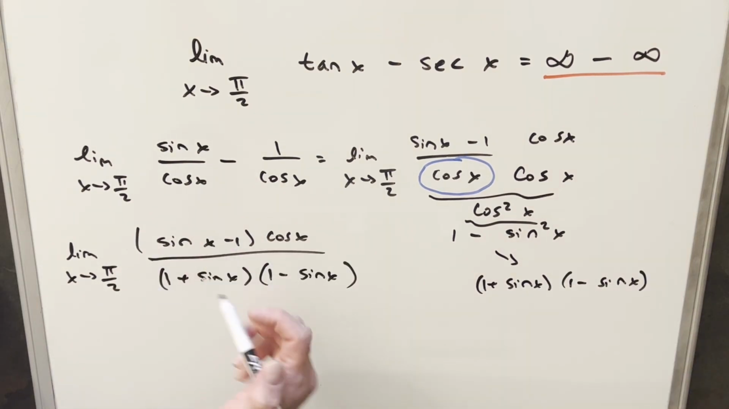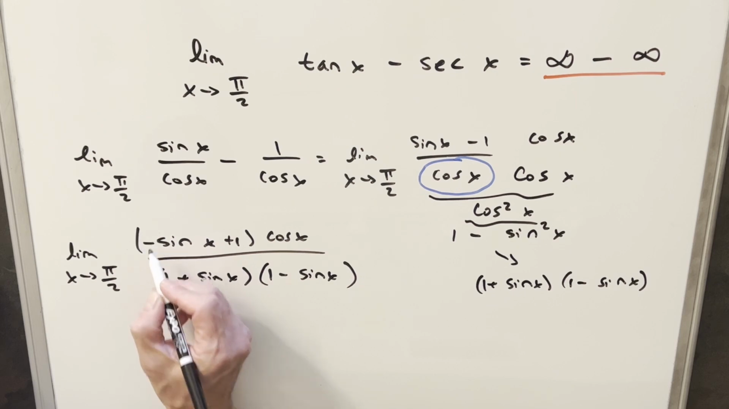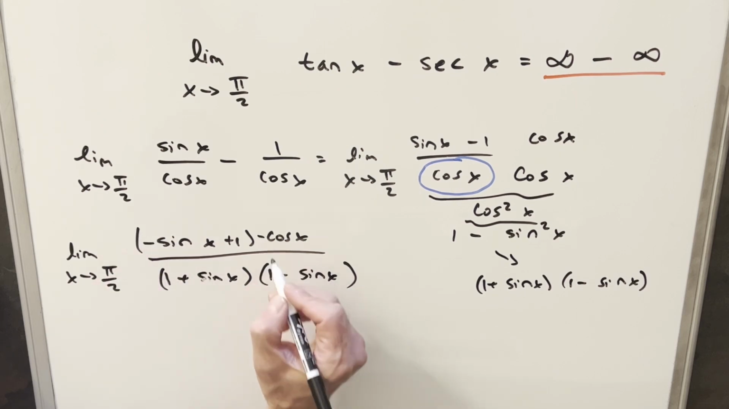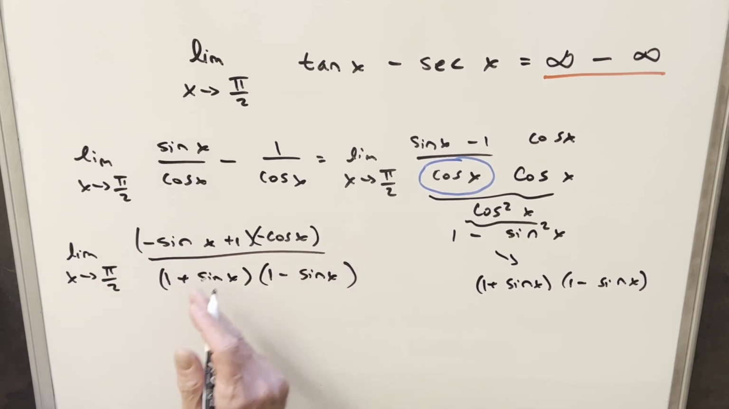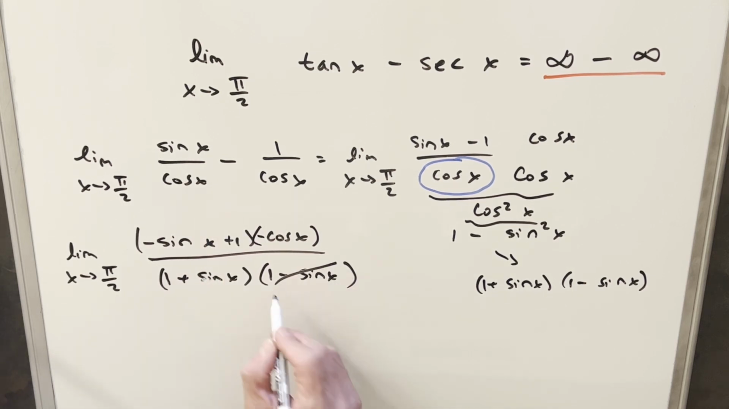Well, what I can do here in the numerator is reverse the sign on this one by multiplying by minus 1. I don't want to change the expression, so I'll multiply a minus 1 on the cosine x, so we're still of the same expression here in the numerator. And now we can cancel this 1 minus sine x with this 1 minus sine x.